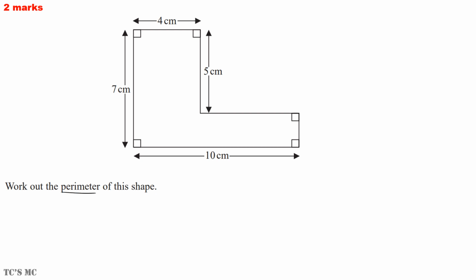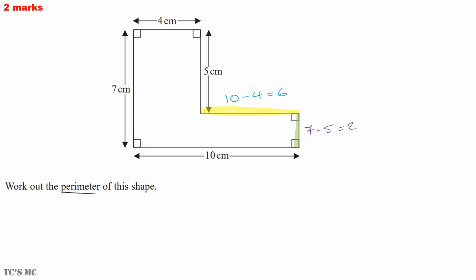Work out the perimeter of this shape. Perimeter is the total distance around the outside of a shape. For that, we need to work out this missing length. That will be 10 subtract 4, which gives us 6. We also need this vertical length over here, and for that we need to do 7 subtract 5, which gives us 2.